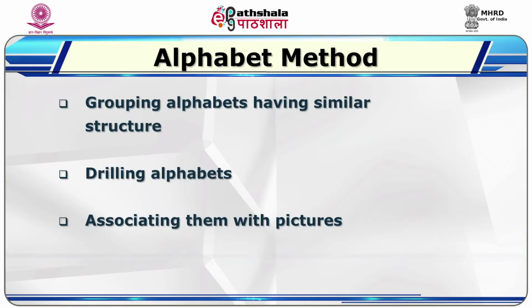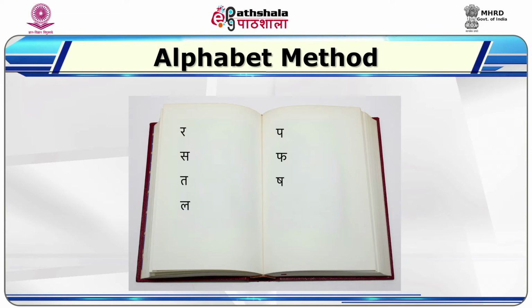The next method is the alphabetic method. In this method, alphabets having similar structure are grouped on each page of the primer, enabling the adults to learn to write the alphabets with ease. These alphabets are drilled by them through connected or unconnected words, phrases and sentences. Pictures are there on each page to help the learners recognize the alphabets and words.